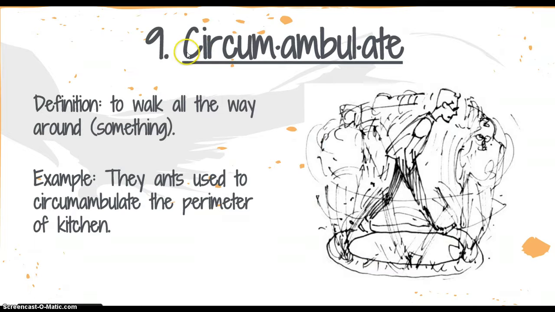Our next word is circumambulate. You're going to separate circum from ambulate. Circumambulate. Definition, to walk all the way around something. Example, the ants used to circumambulate the perimeter of the kitchen. I know I didn't include a picture of ants, but here's a man pacing. He's going around the circle. He's circumambulating around the circle, pacing to walk all the way around something.